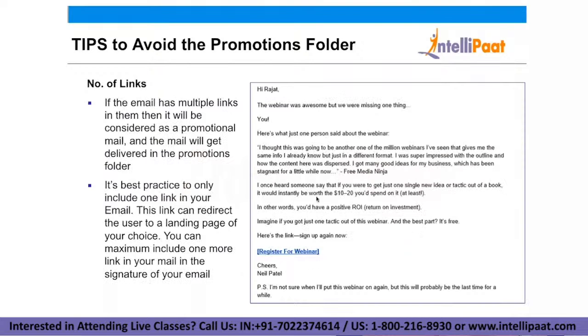So this is a very good example, right? Although I won't prefer this mail because this is way too lengthy, but for registering for a webinar, it's clearly, I mean, first it spoke about, although the content is way too much in between, but the copy is great, right? It's personalized. It says, "Hi Rajat, the webinar was awesome, but we were missing one thing, you," right? Now, after that, they have put in a quote and then basic content about what you are going to learn, right? And then there's just one link in this, which is register for webinar, right?